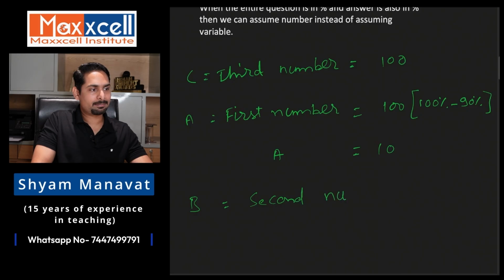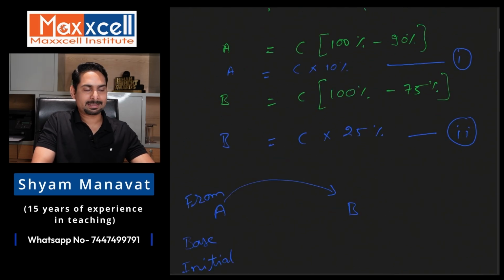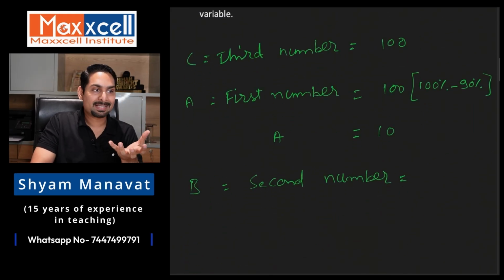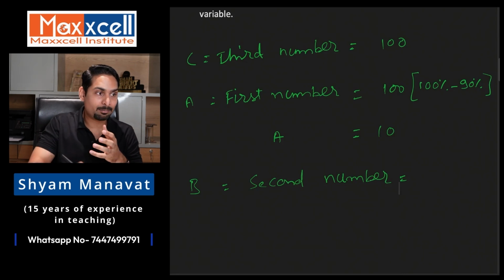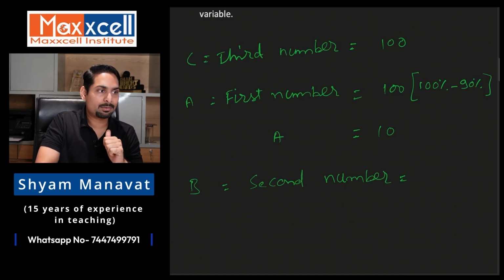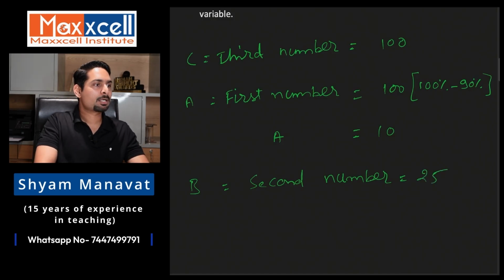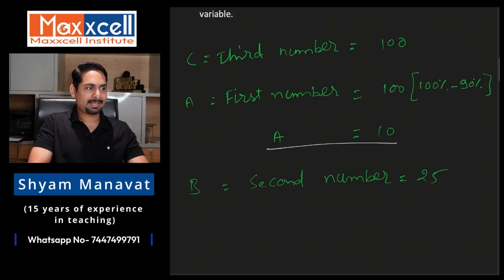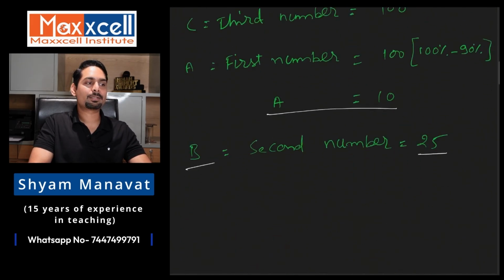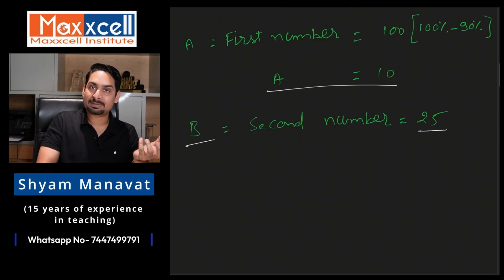See how easy it will be for you to get rid of such expressions. It is 75% less. So it will become 100 minus 75. Come on, tell me, how much will it become? 100 minus 75 is 25. And we are calculating everything on 100, so it should definitely be directly 25. Correct? So see what you get here: A equal to 10, B equal to 25. Instead of having this expression, it will be easy for me to take numbers and then apply the percentage increase formula.